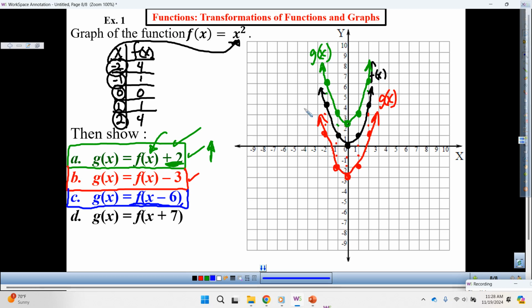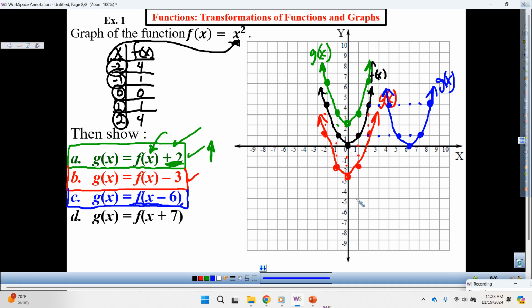Elijah, where's that one going to take the original f of x? 6 to the right. That is correct. So we start with this one. 1, 2, 3, 4, 5, 6, for each point. And we label that g of x.